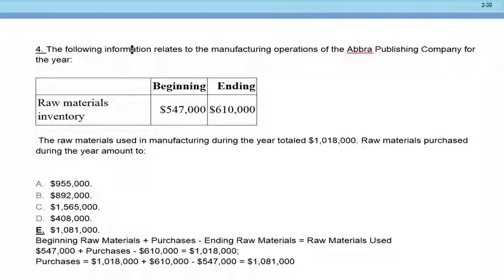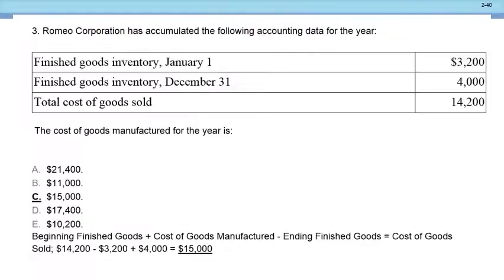Question? Okay, good. Let's go ahead and take a look at another one here. Let's take a look at the cost of goods manufactured. Cost of goods manufactured, again, you have to remember what accounts you're thinking about. Cost of goods manufactured is going to be affecting which account?